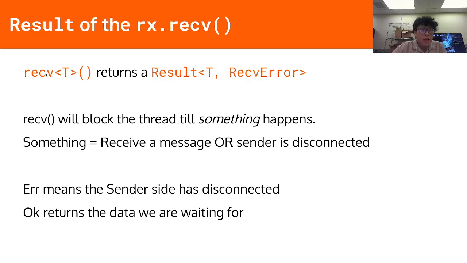So here we see that the receive function returns a result, and if it's OK, this result will wrap the message that's being sent, or if it's not, it will return a receive error, right? So again, as I said, it will block the thread till something happens, where something is you receive a message or the sender is disconnected. Error means that the sender side is disconnected, and OK, which means the result turns out fine, will be the message that we are waiting for of type T.